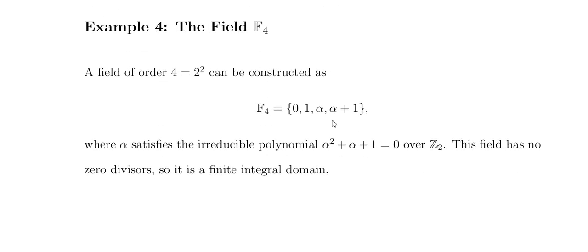F4, the field of order 4, that is 2 squared, a prime squared, can be constructed as F4 = {0, 1, alpha, alpha + 1}. In CSIR NET they would ask this in such a complicated way. Here alpha satisfies the irreducible polynomial alpha squared + alpha + 1 over Z2. This field has no zero divisors. It's a finite integral domain.